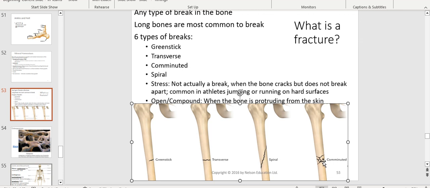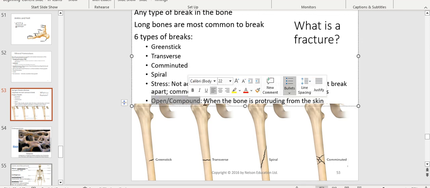And this one is what we call a comminuted. Basically, there's been a shattering of the bone. Now, how do you put these all back together again? It's a bad one.